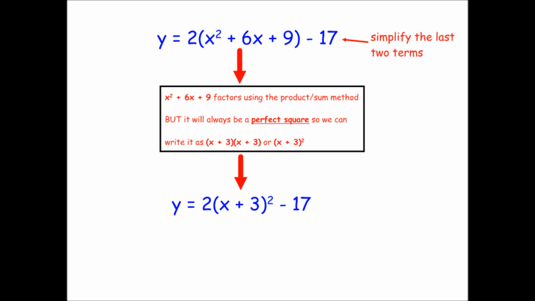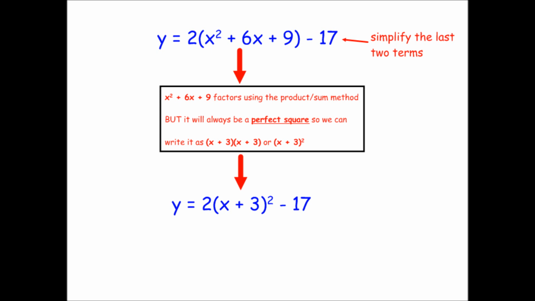So we're almost there. The last thing we want to do is take a look at what we have left inside the brackets, x squared plus 6x plus 9, and we're going to use product sum to factor that. You'll notice that the two numbers we find are identical. Two numbers that add up to 6 and multiply to give us 9 are 3 and 3. That's also a perfect square trinomial, so we can write it as x plus 3 times x plus 3, or just x plus 3 squared. If we do that, then we end up with our vertex form.